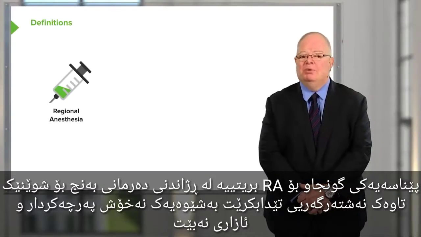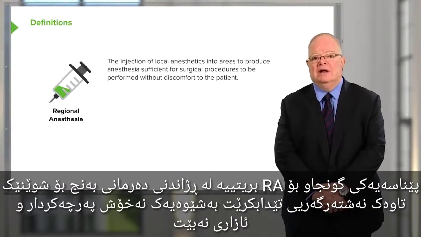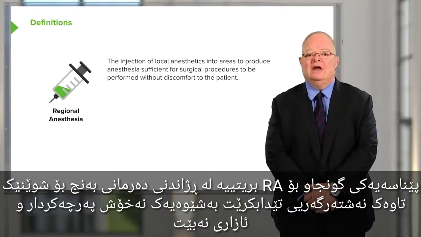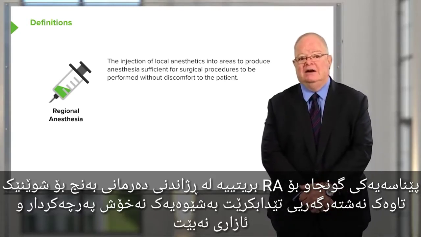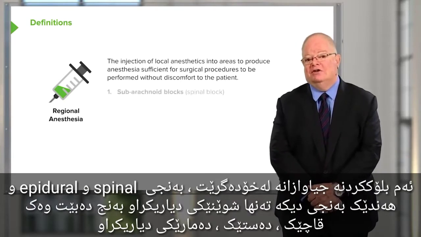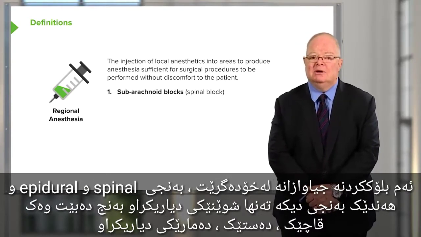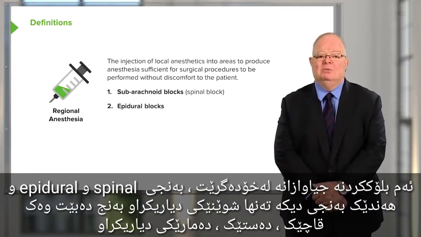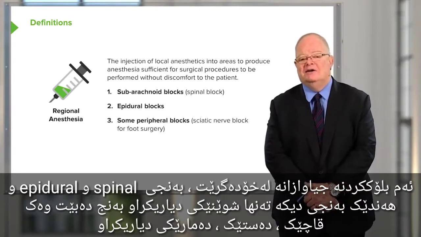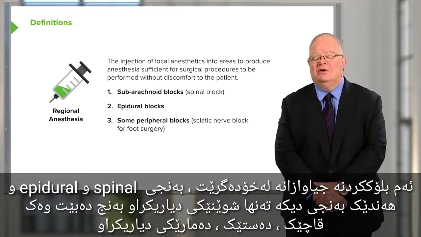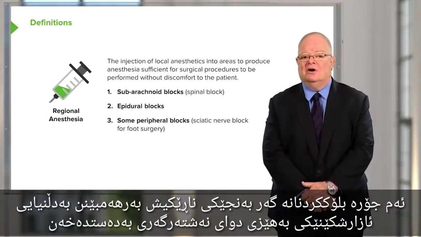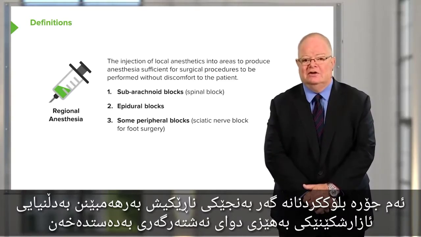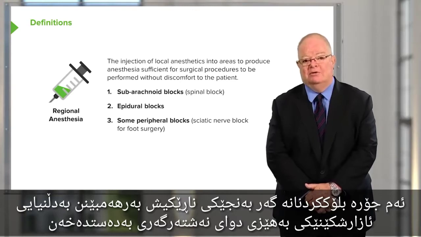So the definitions are pretty straightforward, actually. The injection of local anesthetics into areas to produce anesthesia sufficient for surgical procedures to be performed without discomfort to the patient. That's regional anesthesia. And that's typical of subarachnoid block or spinal block. It's also typical of what we see with epidural blocks. With peripheral nerve blocks, it's never quite as clear as that. We certainly can do surgery with some of these blocks, but in many cases, the blocks are inadequate for surgical anesthesia, but produce excellent postoperative analgesia.